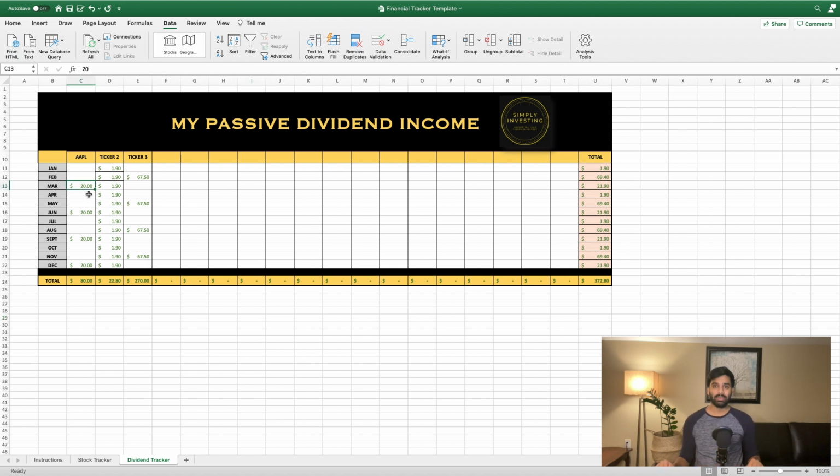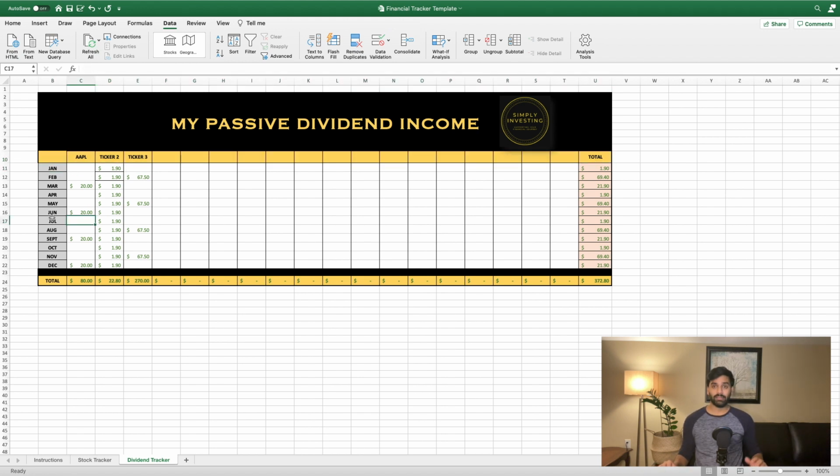So once again, with Apple, I'm expecting 4 dividend payments every year. And so I've included that. And then an example of this ticker that I've just called ticker 2 would be a REIT or an ETF where I'm getting a monthly payment of $1.90. So if you keep on doing this, you would see that I can track the data per month.